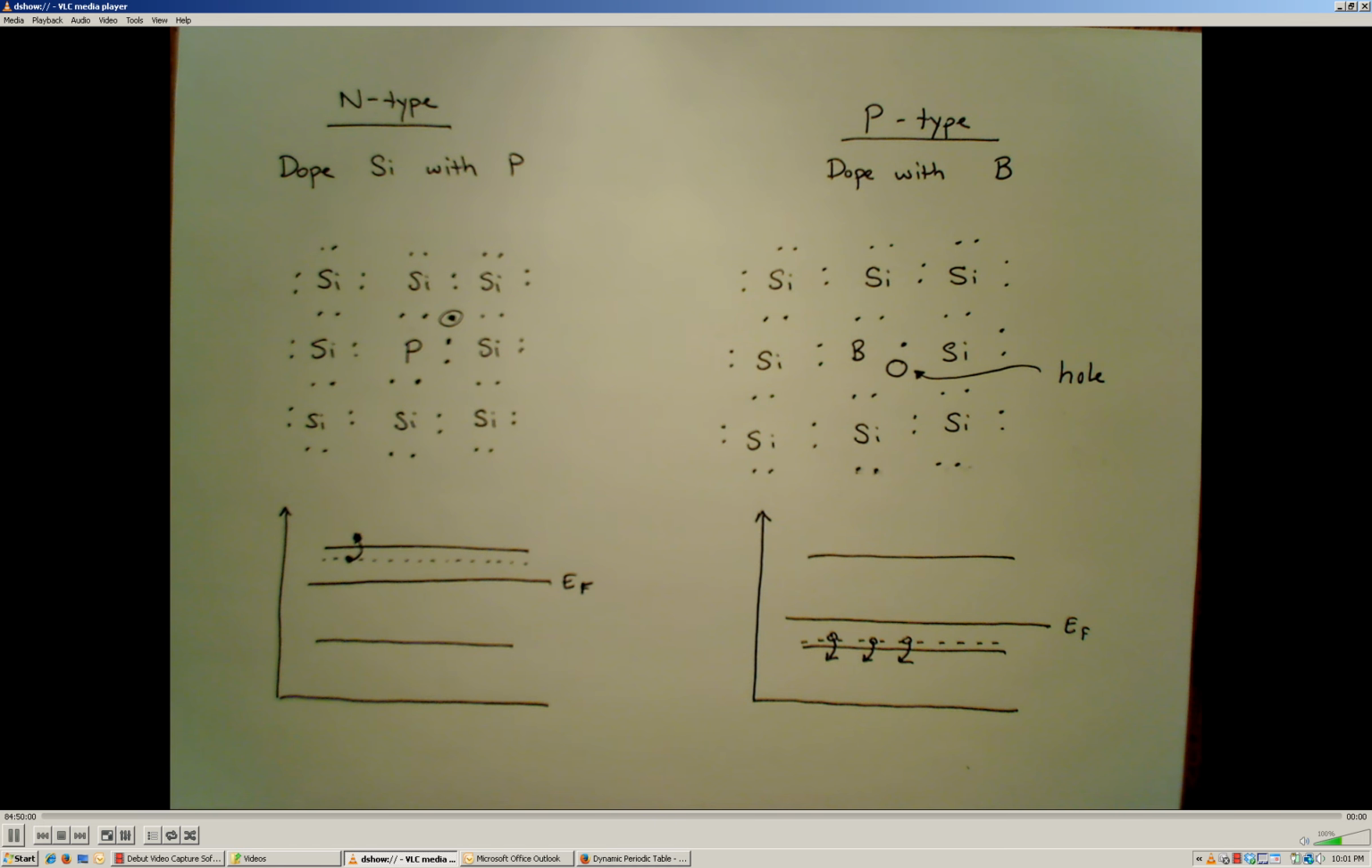So the interesting things start to happen when we put these two materials together, and that forms the basis of a diode, which we'll discuss in the next video.